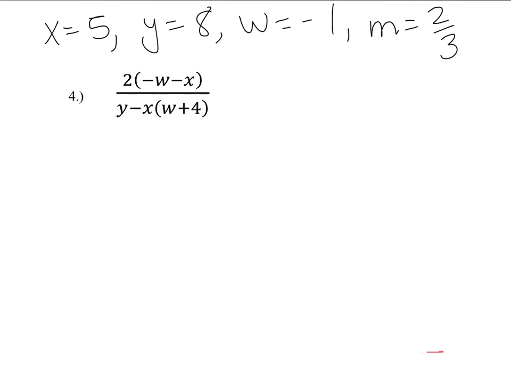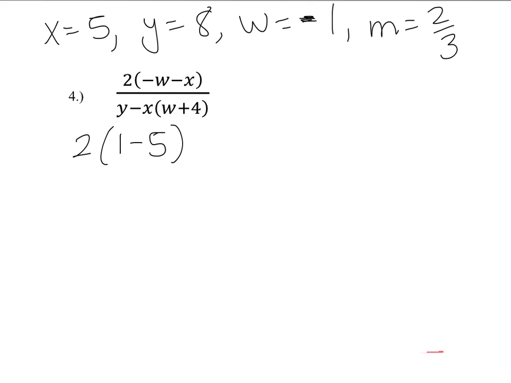Okay, again, number 4, if you feel like you can turn off the video and try it, go for it, and then come back and see how you did. So, replacing the w and the x. I'm going to have 2 parentheses, negative w. Now here, w is already negative 1. So if I'm going to have negative negative 1, what that really is is just a 1. A double negative is a positive. So instead of writing negative 1, I'm just going to simplify it in my head and put a 1 there. So 1 minus x is 5, so I'm going to do 1 minus 5.